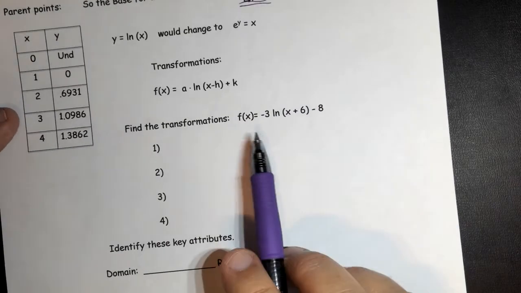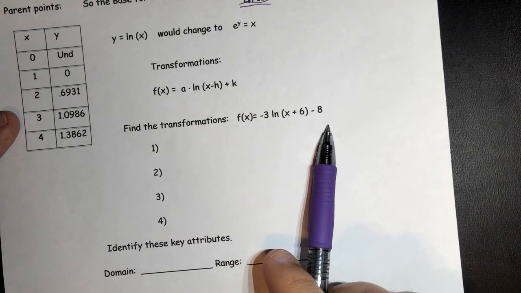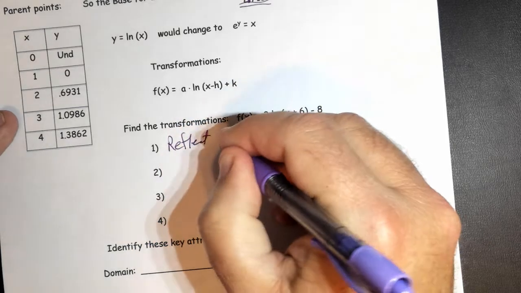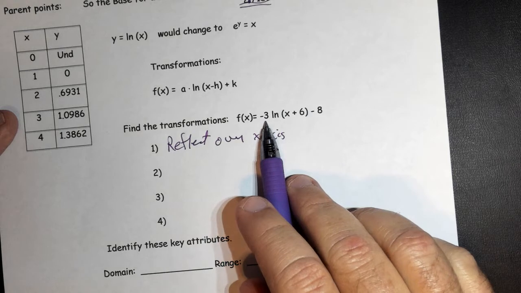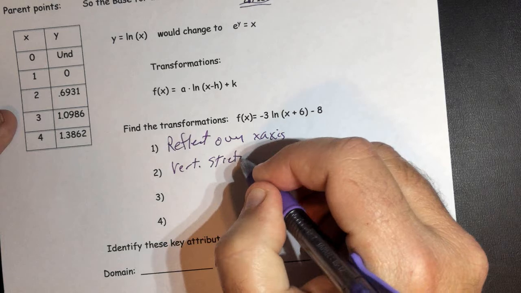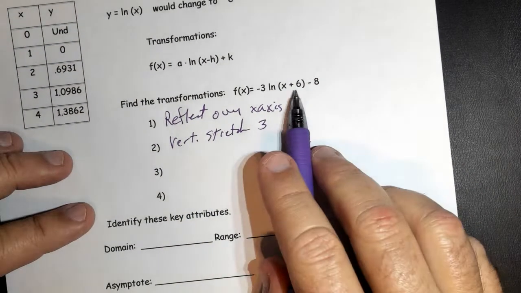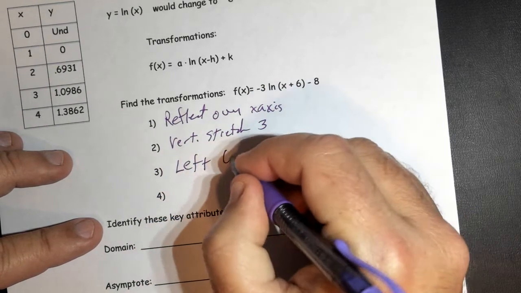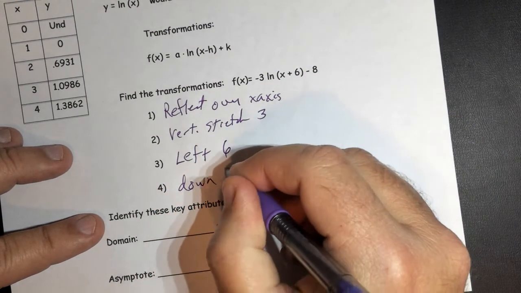So a little bit more of the work just to refresh you. If I look at this, there are 4 transformations. I've got the negative out front, which is the reflection over the x-axis. The 3 out in front is going to be the vertical stretch of 3, by that factor of 3. The plus 6 is going to be a left 6, and then the minus 8 is going to be the down 8.